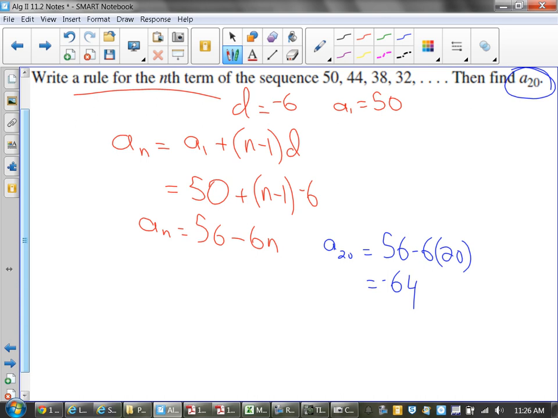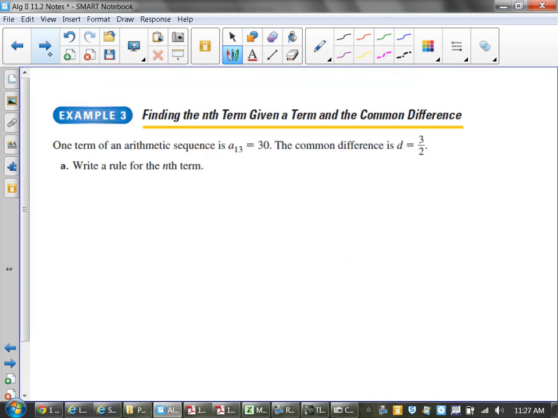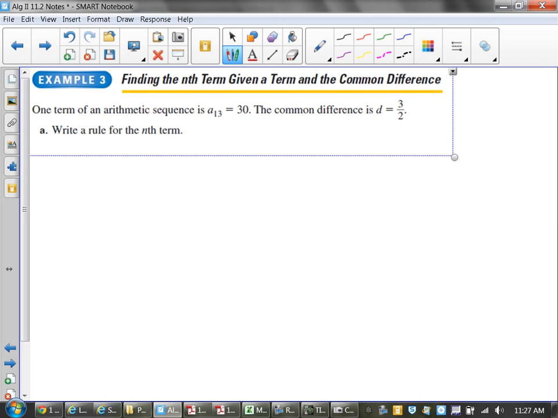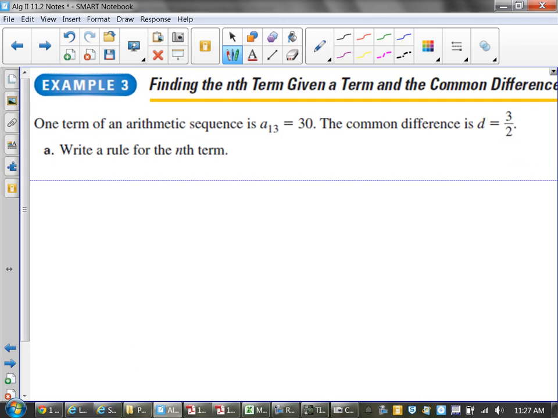So again, writing rules for nth terms is not going to be anything horribly scary, especially if you're given the sequence and you can work from there. But what happens when you don't know the sequence and you have to figure out the rest? That's where things can get kind of messy. For example, in this case, I do not know what the sequence looks like. I know what the 13th term is, and I know the common difference is 1.5.